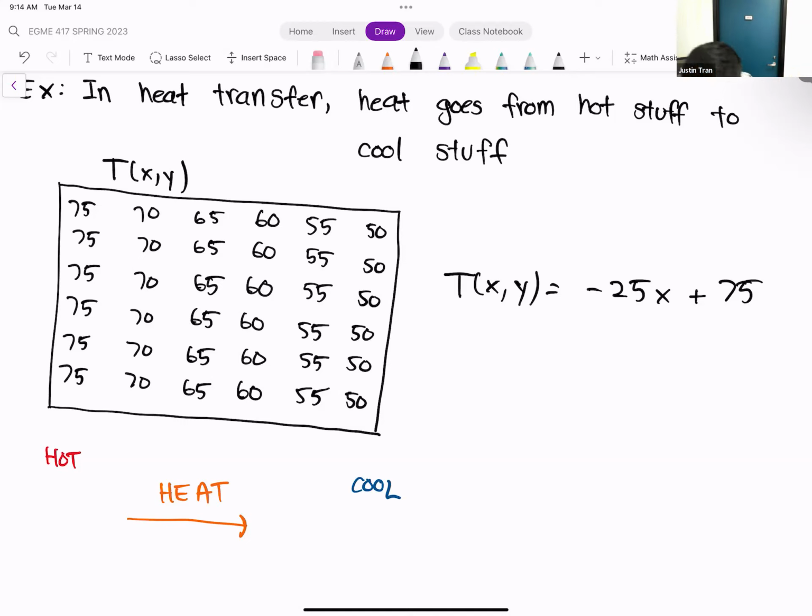We can take the gradient of T. If we take the gradient of this function right here, we're taking the partial derivatives with respect to x and y. In this case, for the gradient of T, we take the partial derivative of T with respect to x, and so we have minus 25. And when we take the partial derivative of T with respect to y, we end up with 0, because there's no y dependence there.